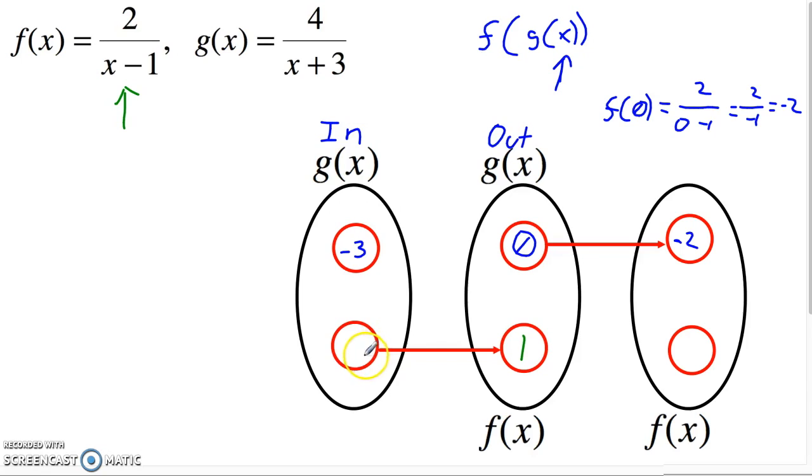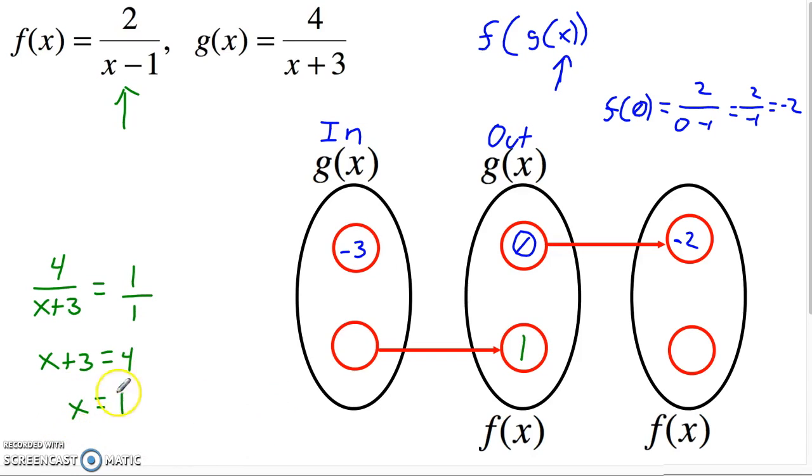So to find out is pretty simple. All we need to do is take g of x, 4 over x plus 3, and we're going to set that equal to 1. Right? That's this one right here. Put that over 1, cross multiply, we have x plus 3 equals 4, and take 3 away from both sides, you get x equals 1.